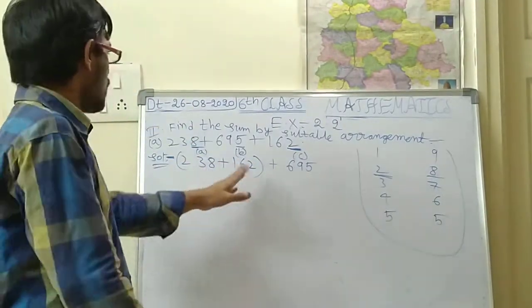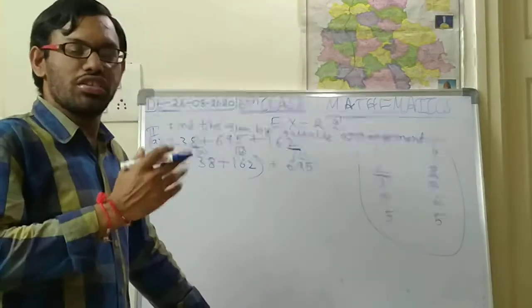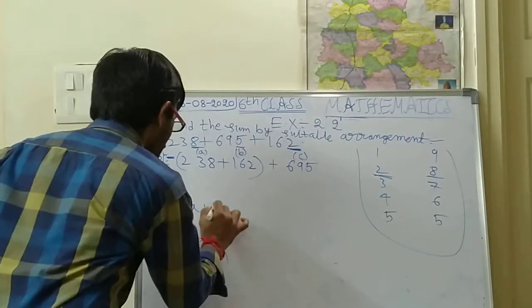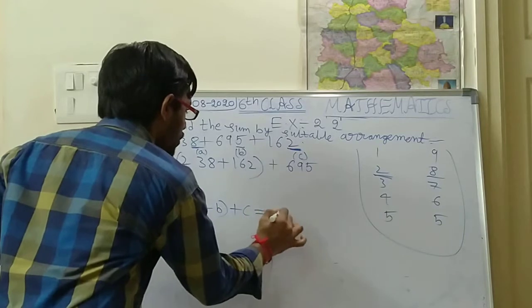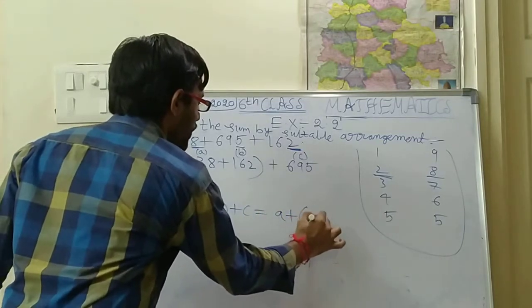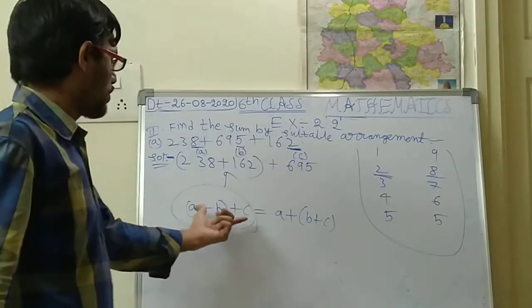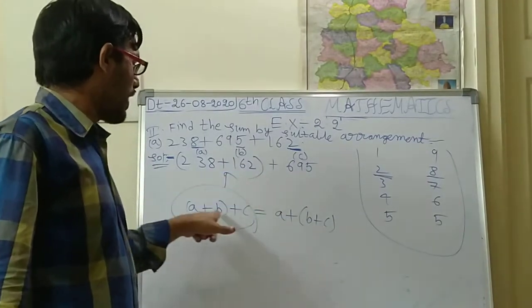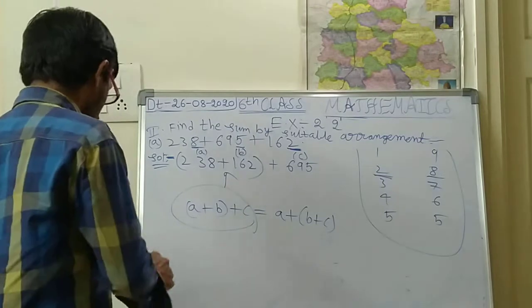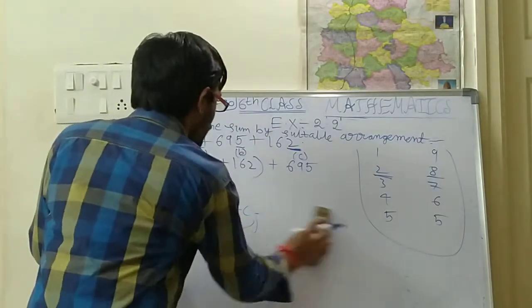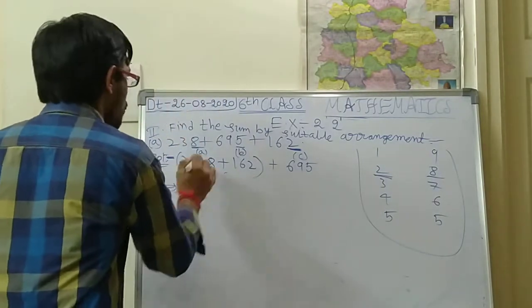Is it right, children? So this is one of the associative properties. A plus B plus C is equal to A plus B plus C. Same like this only it is there. So this is the associative property under addition. After writing this one, you should do the addition.